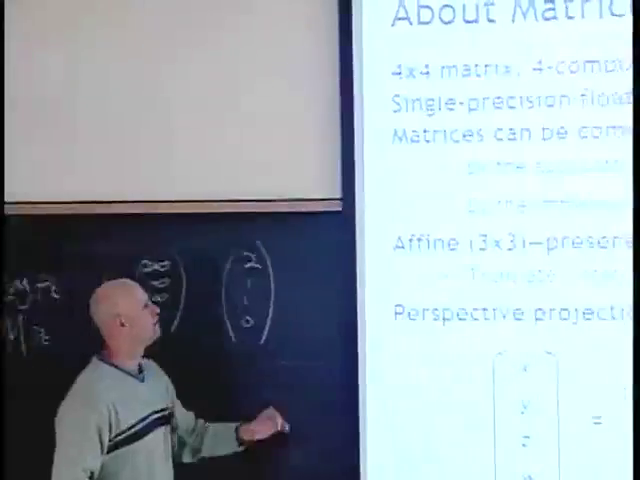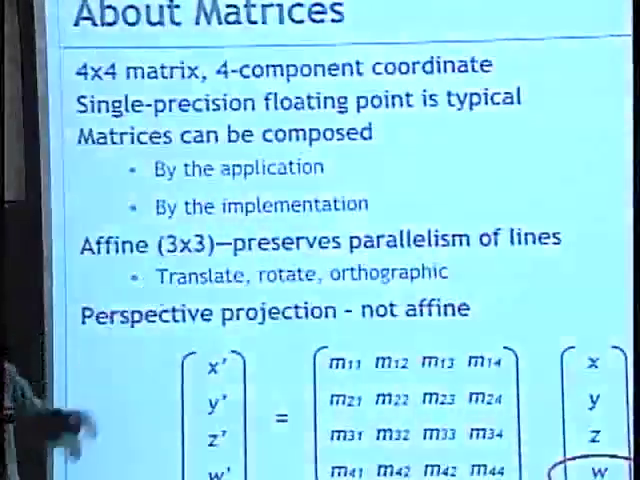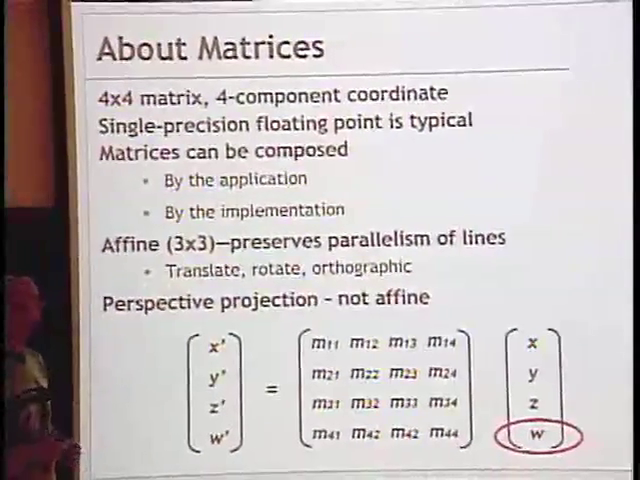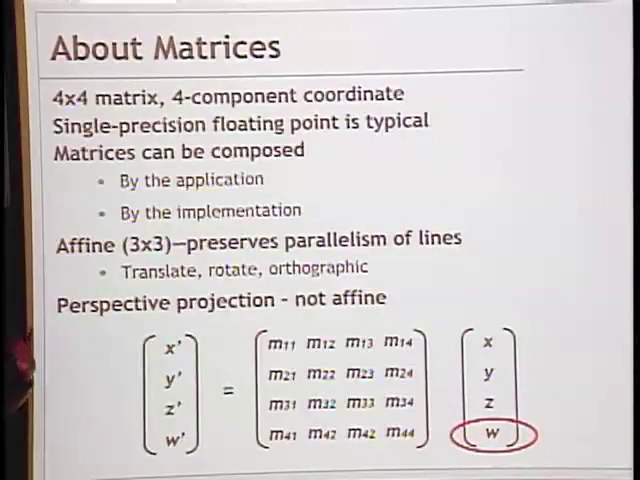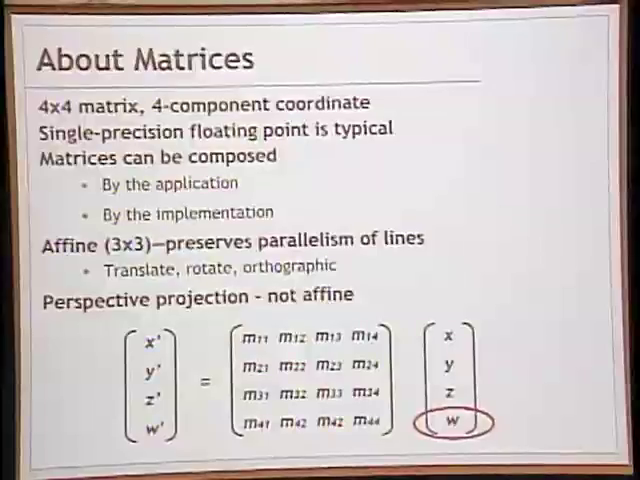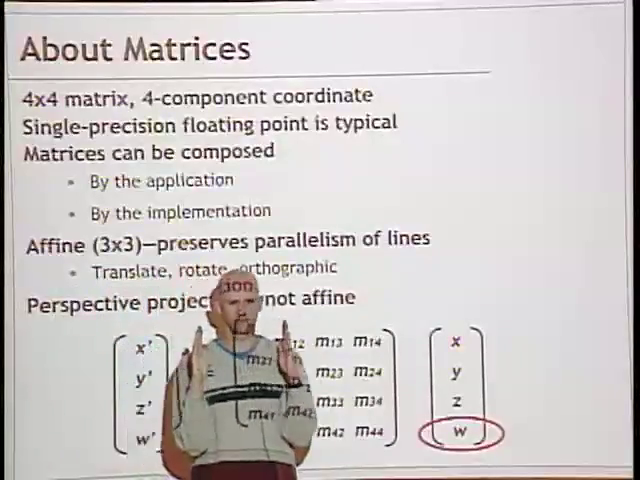Now, let's talk about transformations for a little bit. What a 3 by 3 matrix can express is what we call an affine transform. An affine transform, by definition, will preserve parallelism of lines. So if I have two lines right here, I can do transforms that are affine. If I translate, my lines don't change.